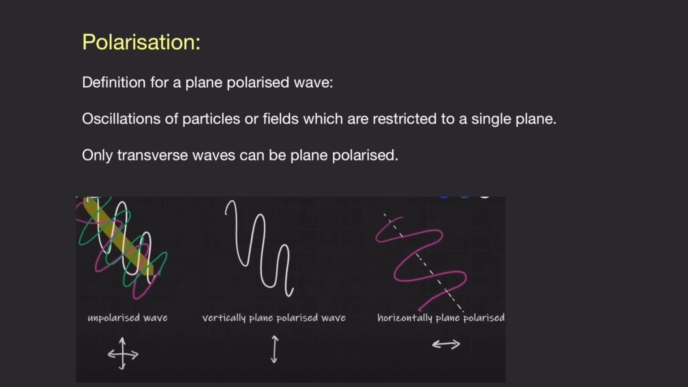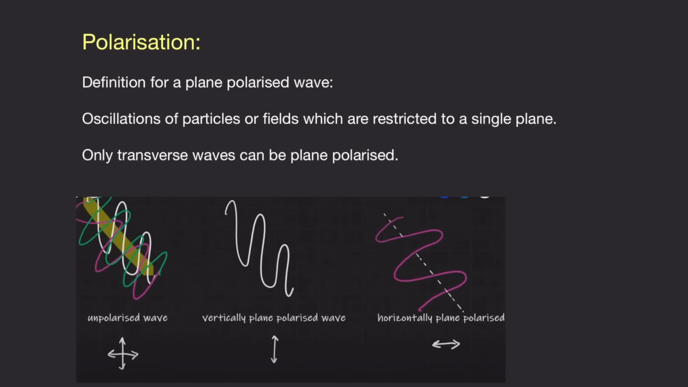And now let's talk about polarization. What is the definition of a plane polarized wave? The oscillations of the particles or the fields are restricted onto a single plane. Because of that, only transverse waves can be polarized, because in a longitudinal wave, the oscillations are always parallel to the direction of motion anyway.